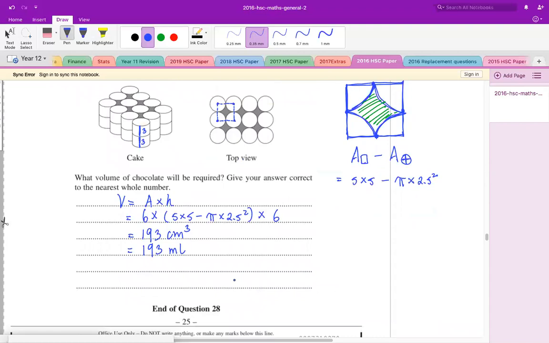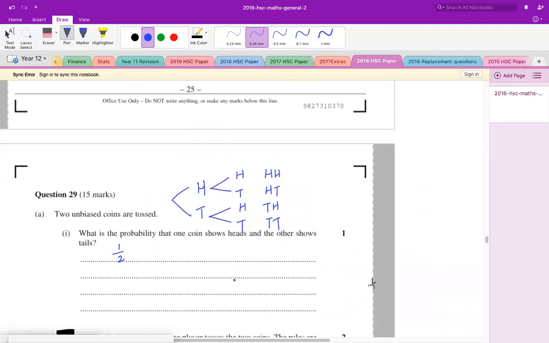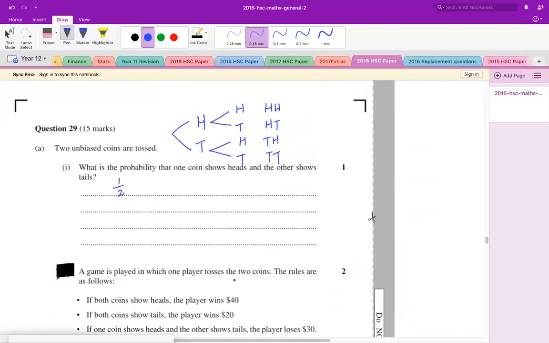Okay. Moving on. Question 29A. The reason why it's 1/2 is because you can simply just draw this tree diagram, and then you'll realize that the probability of getting one head and the other a tail is going to be HT and TH, 2 out of the 4, and that's 1/2.